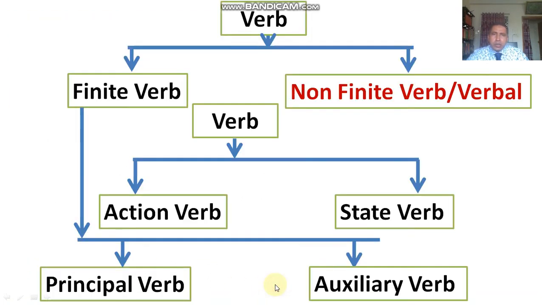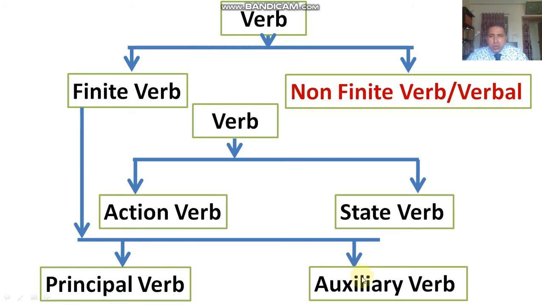Dear students, you know we can classify verb in different categories. Firstly, we can divide verb into two categories such as finite verb and non-finite verb or verbal. In another way, we can classify verb such as action verb and state verb. We can also classify finite verb into principal verb and auxiliary verb.